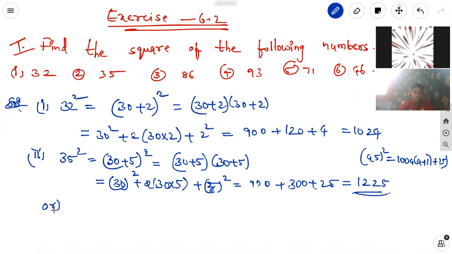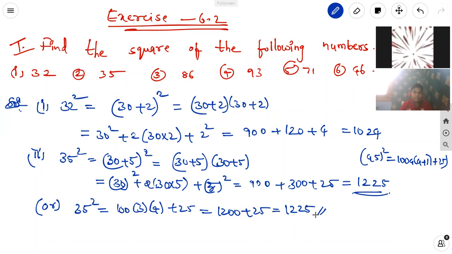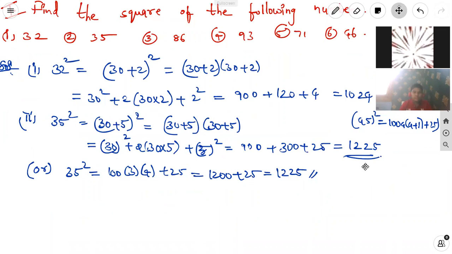Or the same thing can be written in this form. 35 square equal to 100 into 3 into 4 plus 25. 4 threes are 12. 12 into 100, 1200, plus 25 is 1225. Both are getting the same answer. Just concentrate. What you feel is easy, you can follow that.